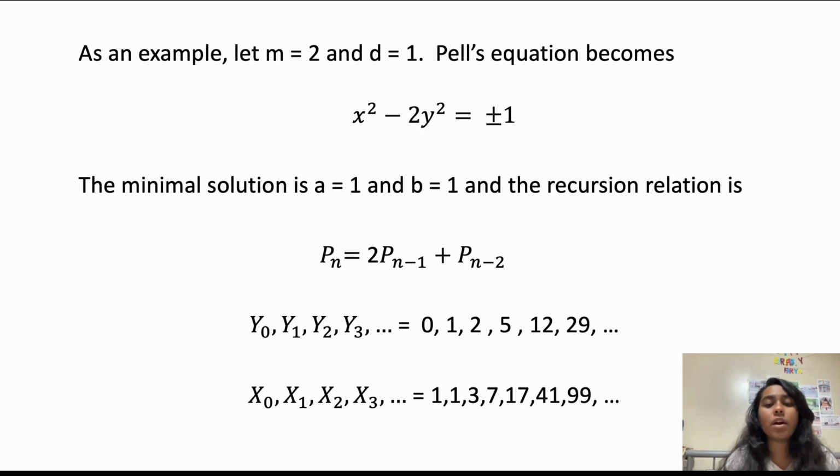So when I plugged in all the values, we got the recursion relationship for this equation: p of n equals 2 p of n minus 1 plus p of n minus 2. If we solve for the x value and y value, for the y value we get the Pell sequence, and for the x value we get the Pell-Lucas sequence, which I already mentioned here.